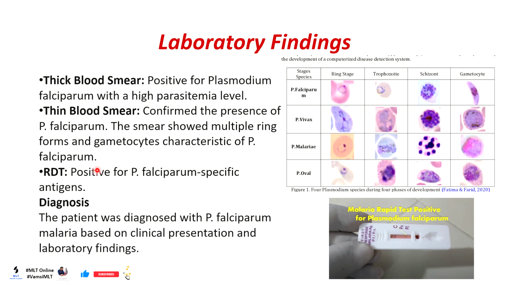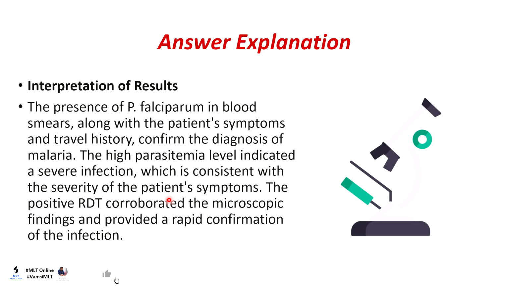In falciparum malaria, multiple rings are seen in the red blood cells, and that indicates a positive for falciparum. The rapid diagnostic test also came positive for P. falciparum specific antigens. Diagnosis: the patient was diagnosed with P. falciparum malaria based on clinical presentation and lab findings. Interpretation of results: the presence of P. falciparum in the blood smears along with other patient symptoms and travel history confirm the diagnosis of malaria. The high parasitemia level indicates a severe infection, which is consistent with the severity of the patient's symptoms. The positive RDT corroborates the microscopic findings and provides a rapid confirmation of the infection.